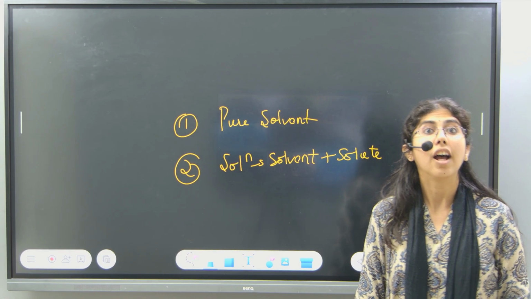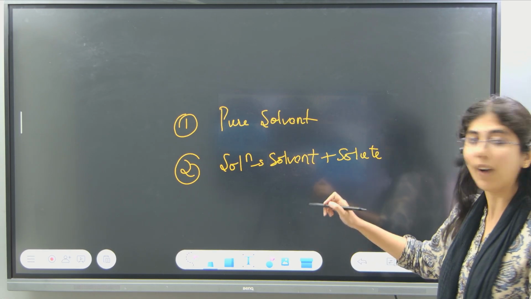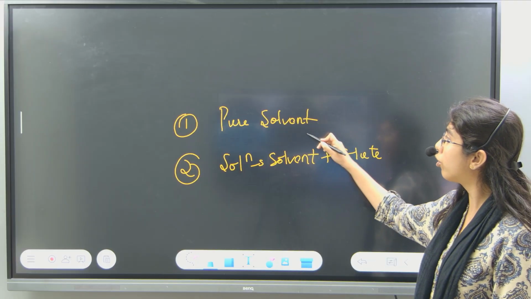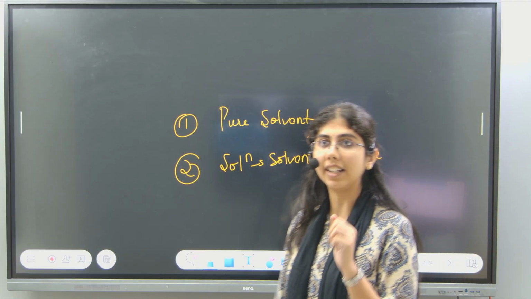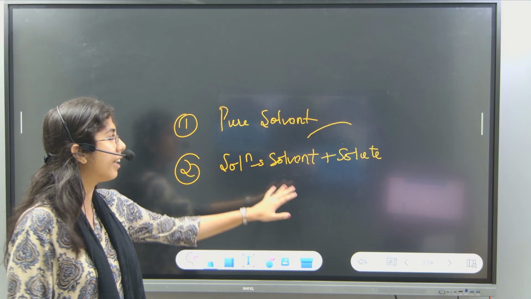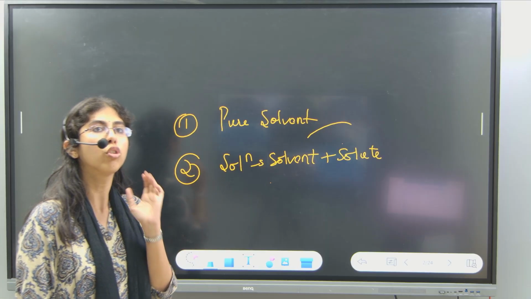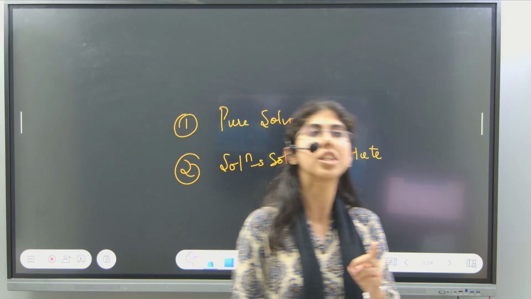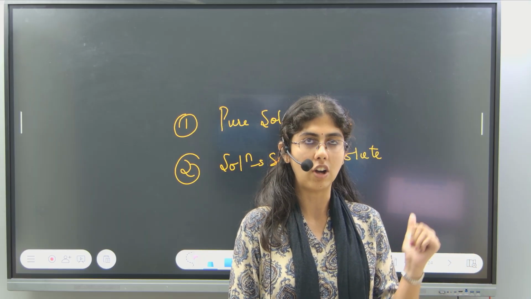Pure solvent, one. Very good. So that means whenever we add any non-volatile solute, the vapor pressure decreases. In the second case, it decreases. So you know this concept. We will be discussing a few questions based on this concept.